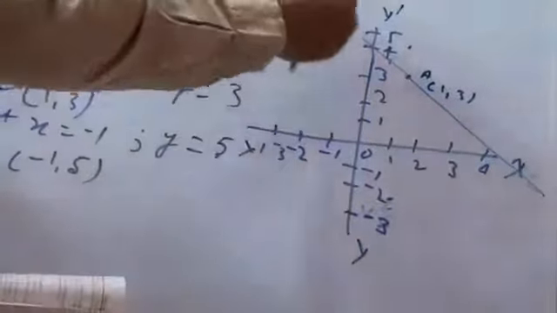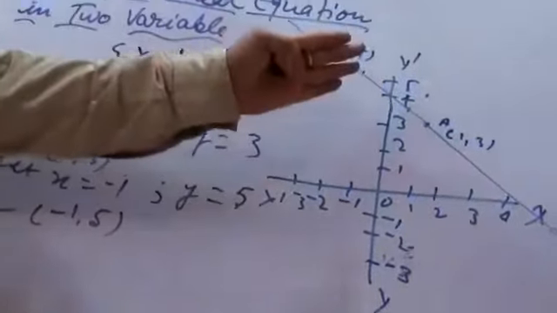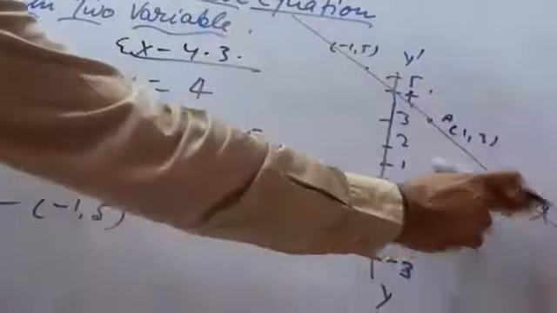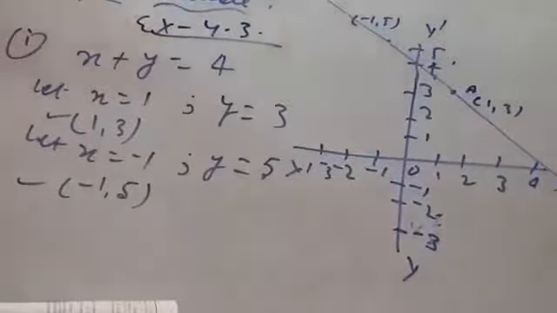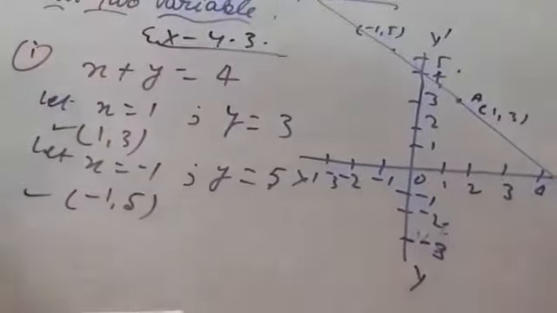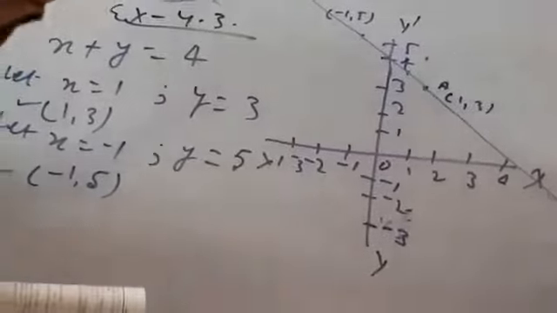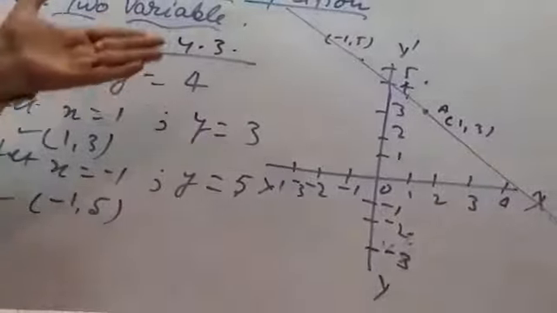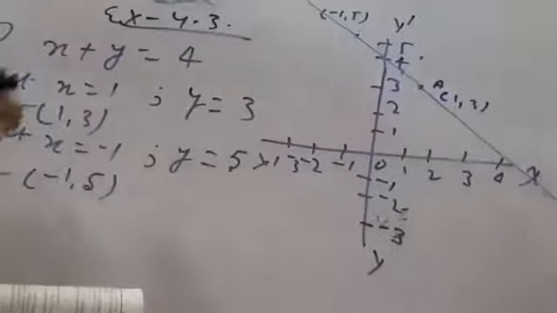This line can be extended in both directions infinitely, and whatever coordinates lie on this line, all would be solutions of x + y = 4. So I hope I am very clear with you all. This is the way to plot the graph of a given linear equation in 2 variables, and through the graph we are just finding more solutions of the given equation.